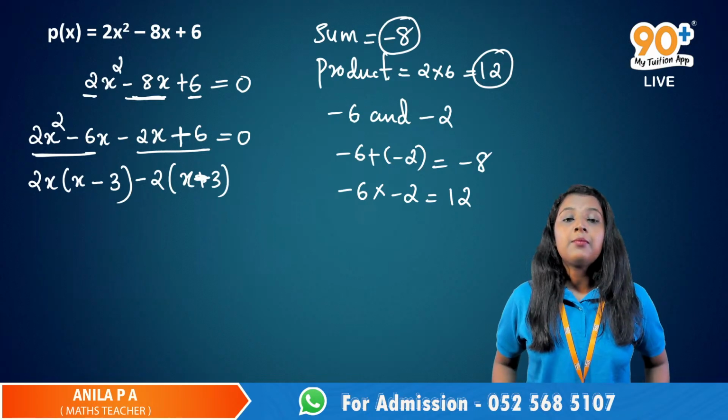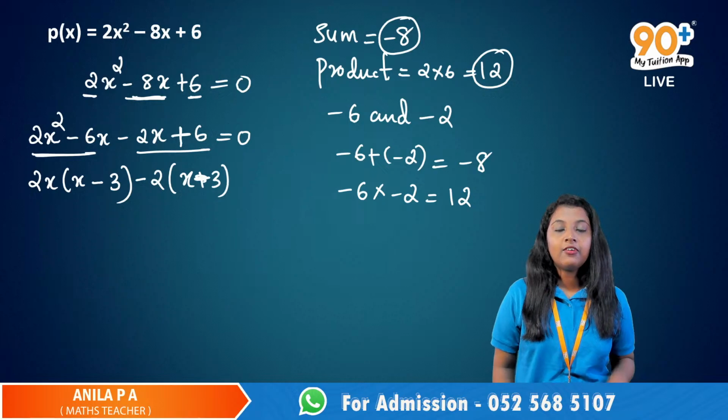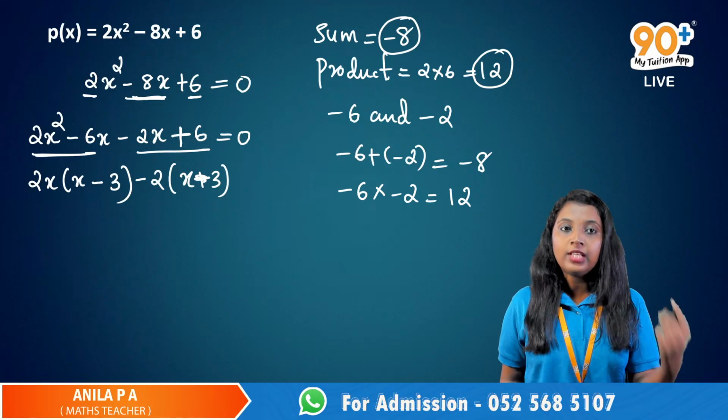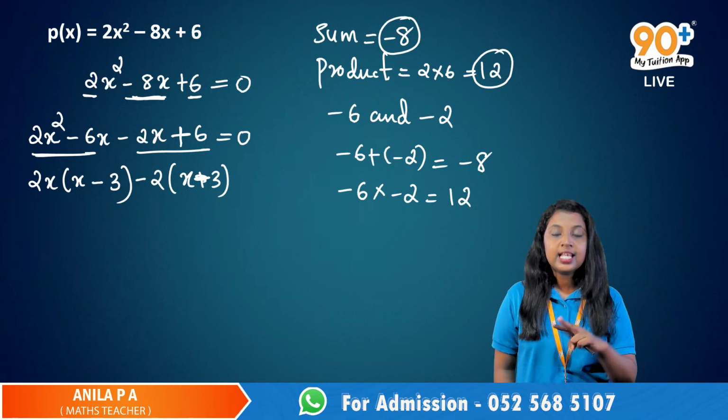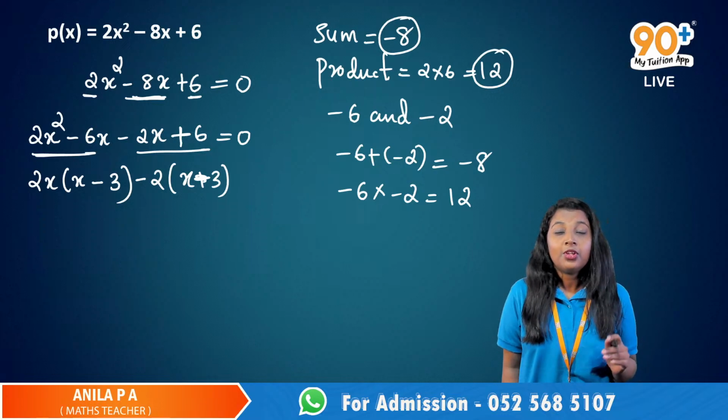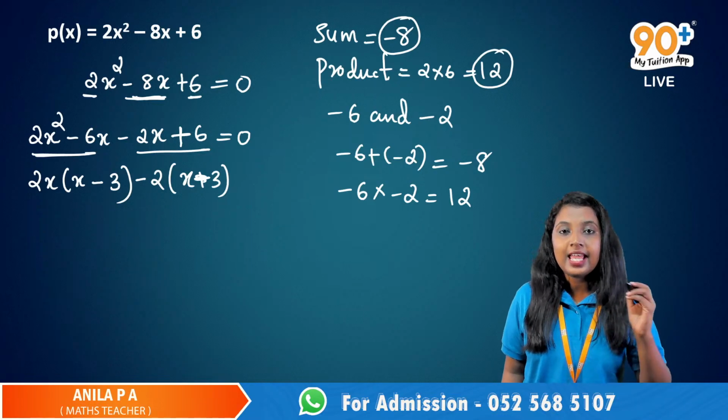Here we were discussing splitting the middle term. Our middle term is negative 8x, and we have to split that. For that, we have to find two numbers such that their sum is negative 8.